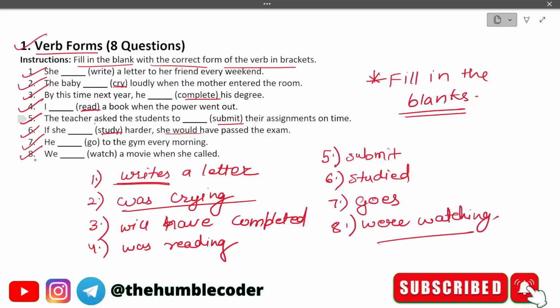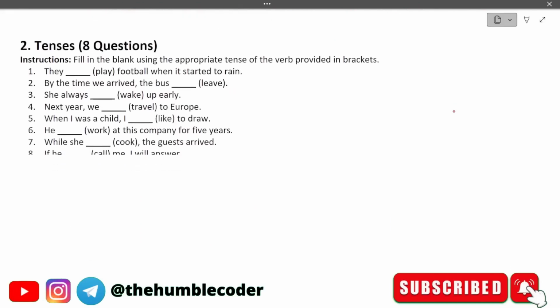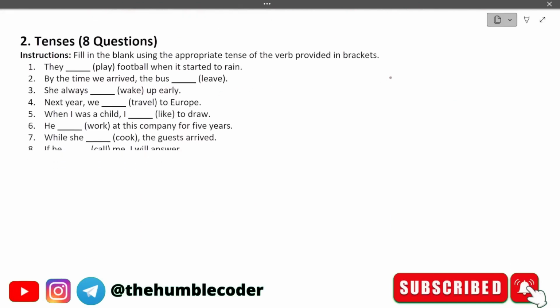I hope you have understood these types of questions, because you will get these types of questions in your communication assessment round. Moving on to the next set of questions, this is again fill in the blanks type of question. But as I told, in fill in the blanks also you will get different patterns of questions, and these questions are based on tenses. So let's read the instruction first, what we need to do in this type of question. Fill in the blank using the appropriate tense of the verb provided in the brackets.